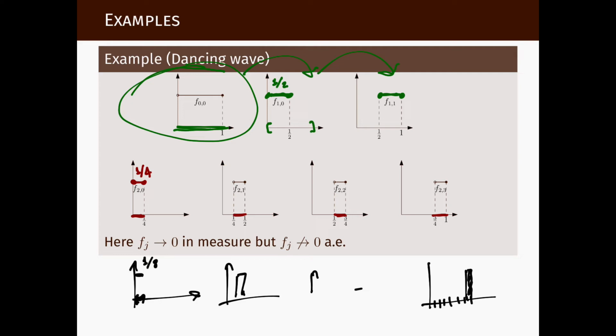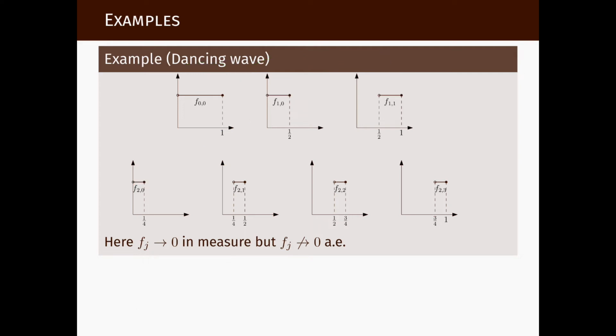And since we really need 2 indices to construct the sequence, the first index is n, because 2 to the minus n is the length of this interval. Now we have some k that tells you which piece of these 2 to the minus n intervals will take the value 1, so that the others take the value 0. So I have this n and k to describe these functions.